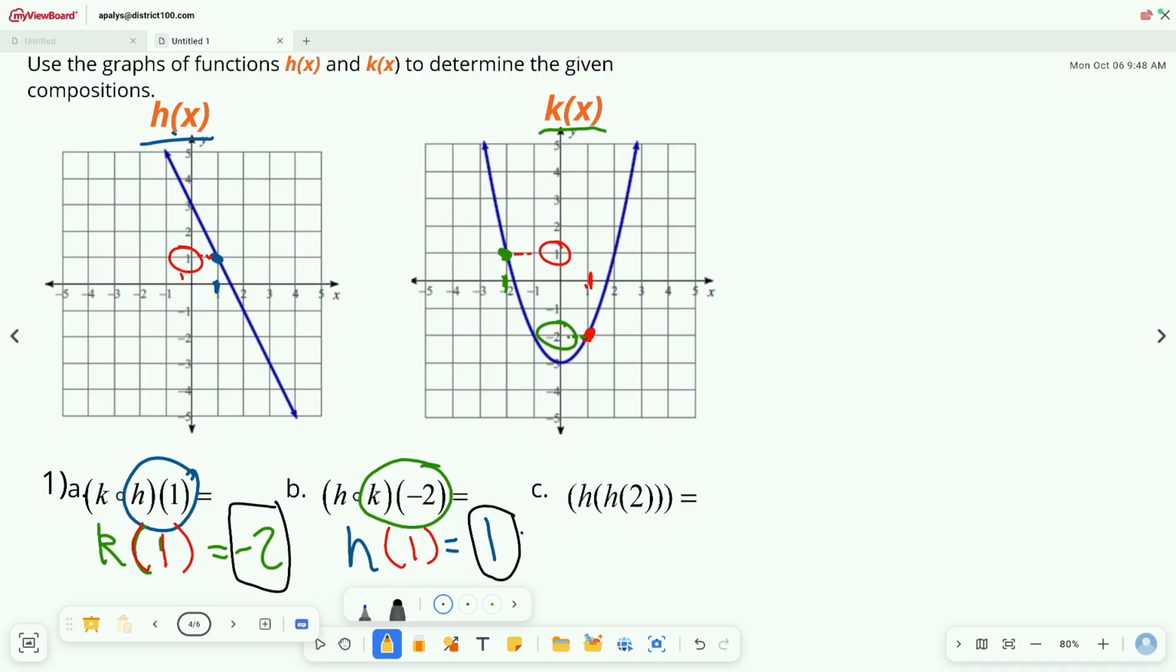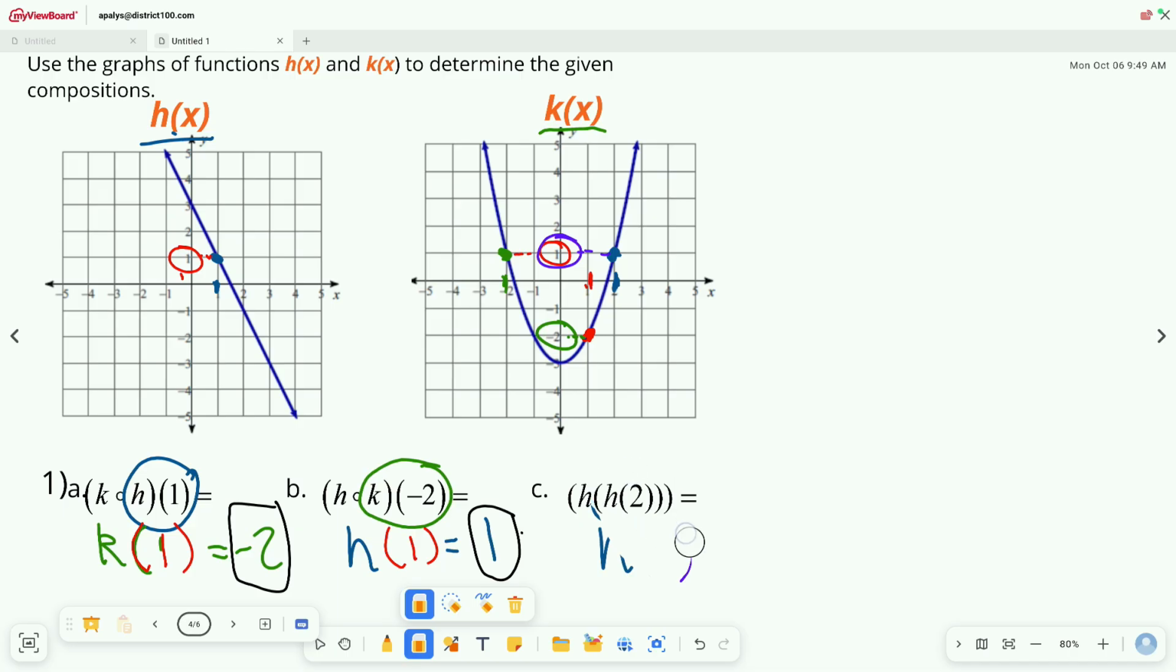For our last one, we're only using the h graph. We're not even using the k because it says the h of 2. Well, what does that mean? That means we're going to find the h of 2, and whatever that y value is, we're going to substitute that into our h graph again. So the h of 2 is right here. So my y value is 1. So now I need to find the h of 1. Oh, crud, Mrs. Payless, you guys didn't correct me.